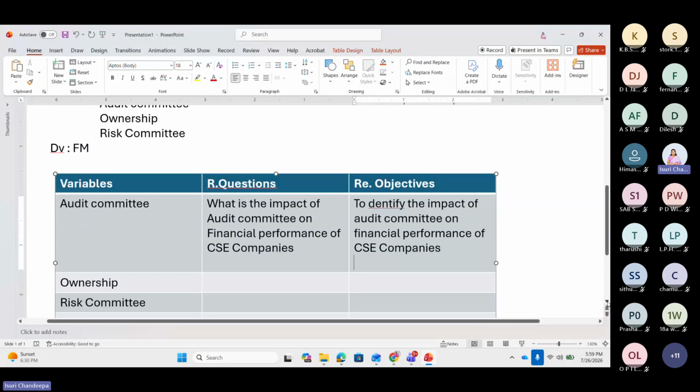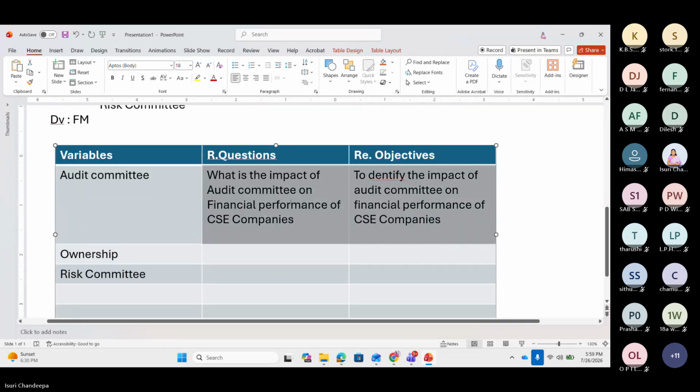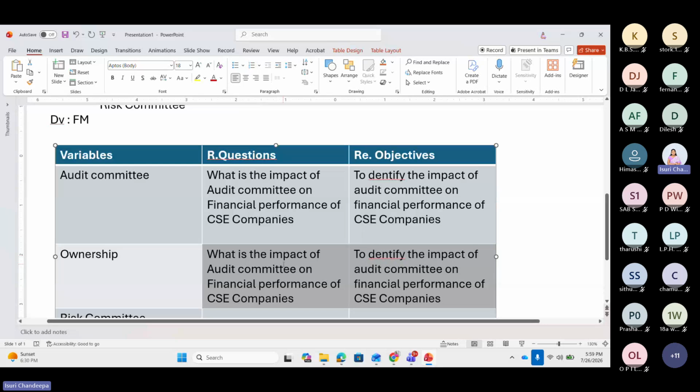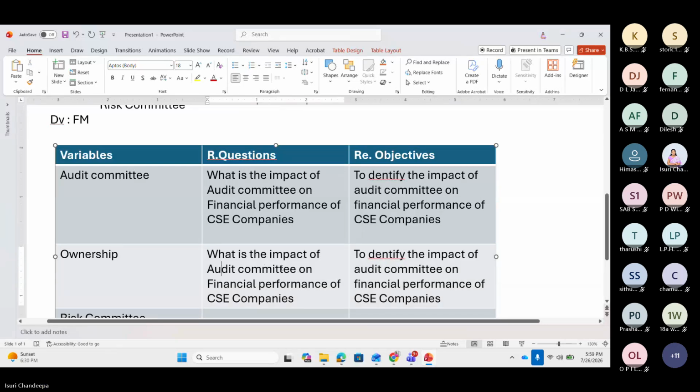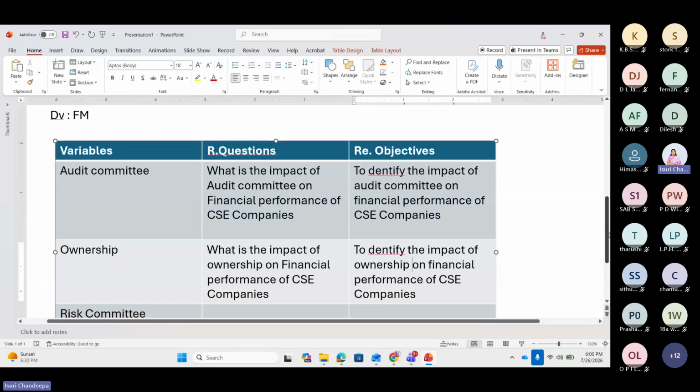So easily, the second question, I will just go through. What is the impact of ownership? My second sub-independent variable is ownership, on financial performance of the company. So the second objective is to identify the impact of ownership on financial performance of CSE companies. That's it. That is only the questions and objectives.